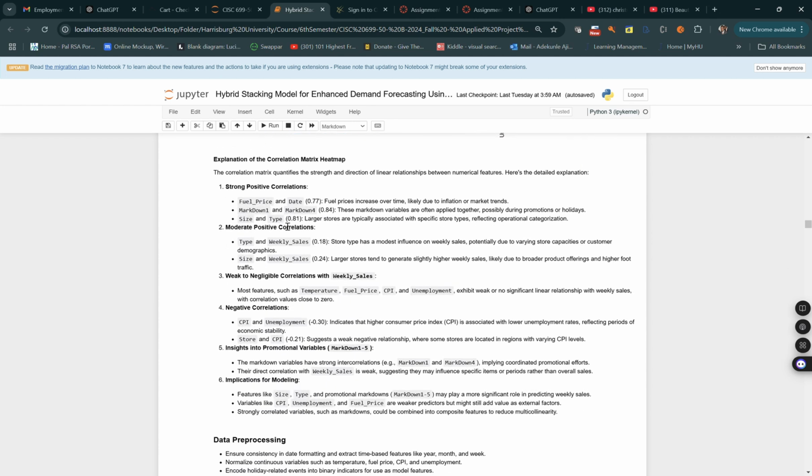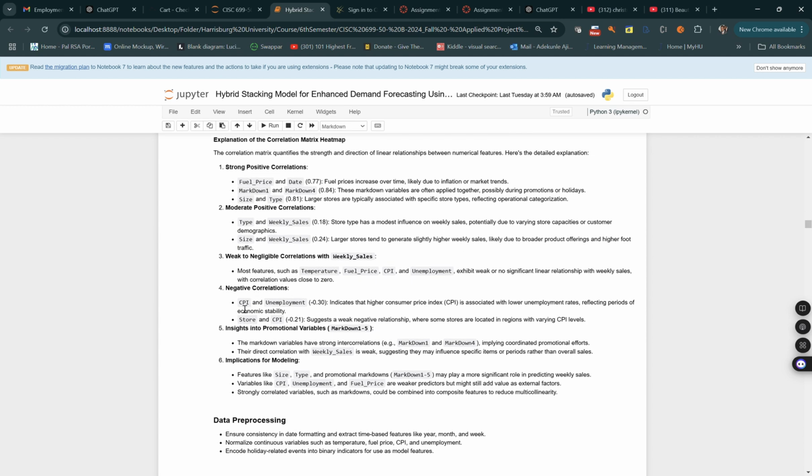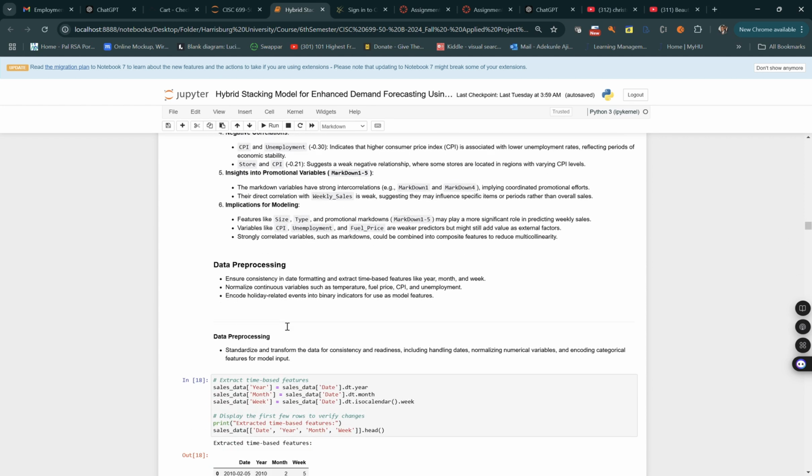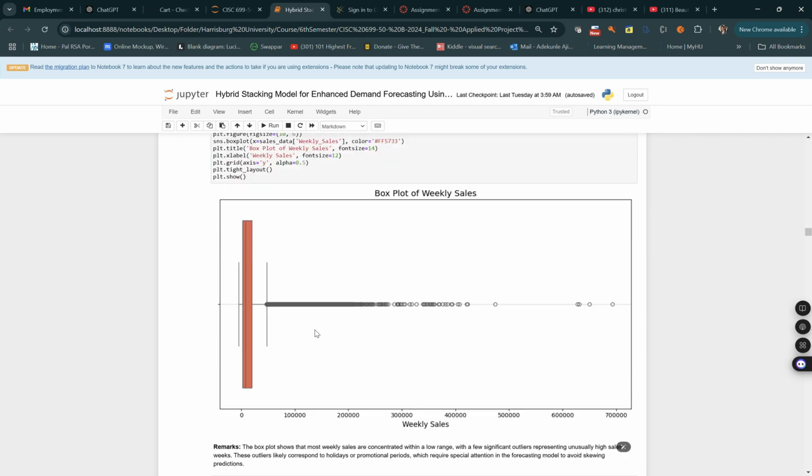Then we have the size and type, which is 0.81. Then moderate positive correlation between type and weekly sales. Size and weekly sales 0.24. Weak to negligible correlation with weekly sales is between temperature, fuel price, CPI, and unemployment rate. The correlation is weak to negative. Then we have the negative correlation between CPI and unemployment rate, which is minus 0.3. Those are those parts.